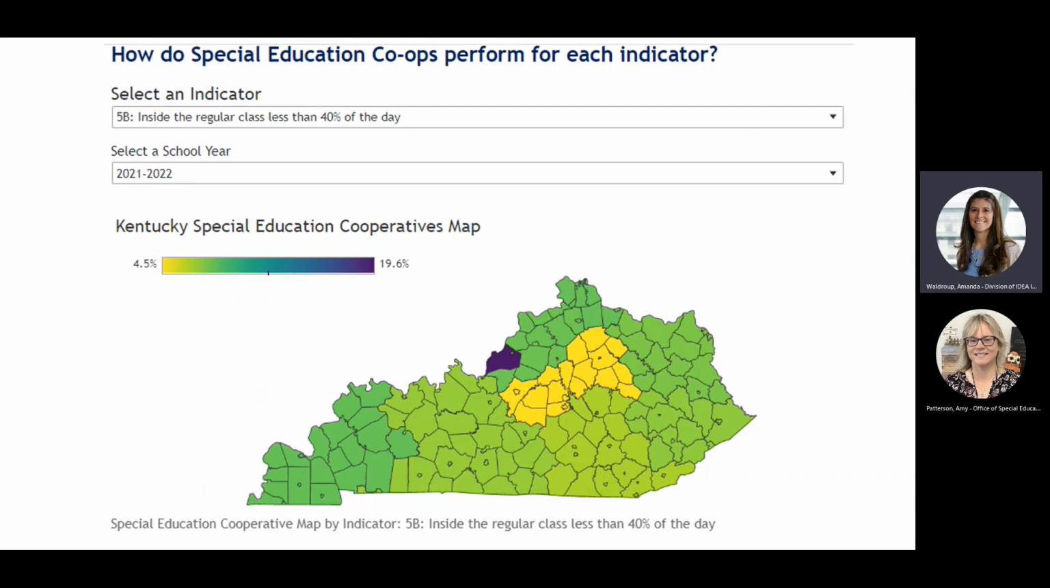This shows the same data. Well, actually, this is indicator 5B. It shows this data by co-ops. This view is nice because sometimes with indicator 5B, the numbers are so small that the data will be suppressed. If there are any numbers less than 10, the data will have to be suppressed. So when we group it by co-op, it allows us to show a little bit more data that's available. And again, you can mouse over the co-op and see what percentage of students make up indicator 5B in this case.